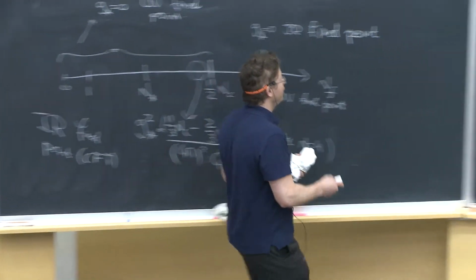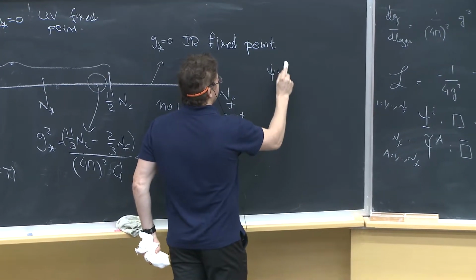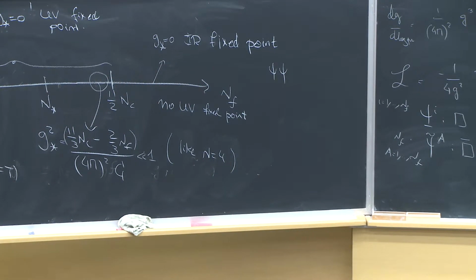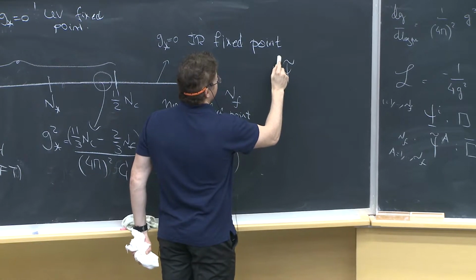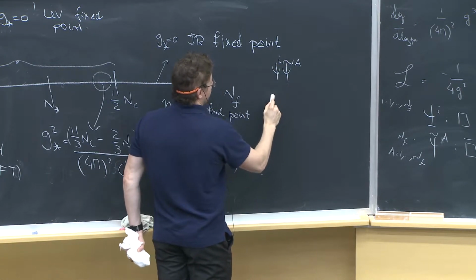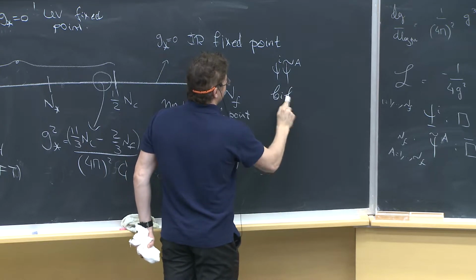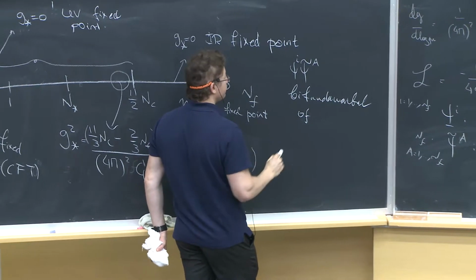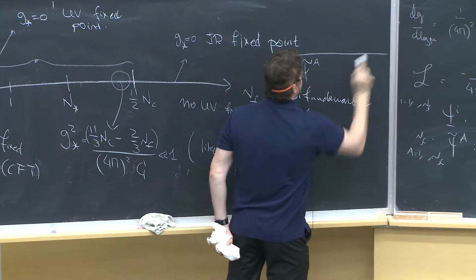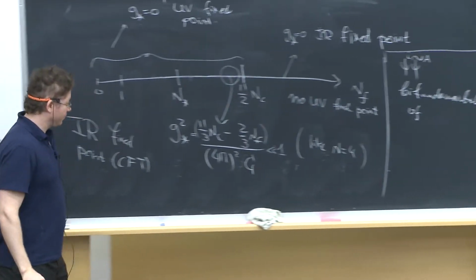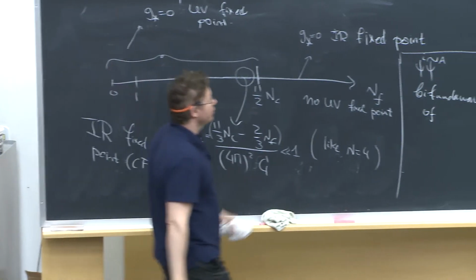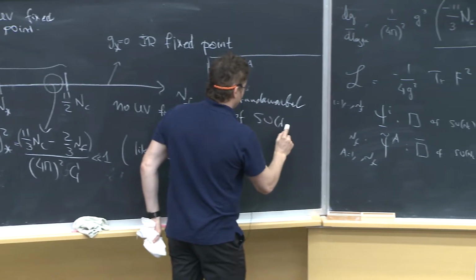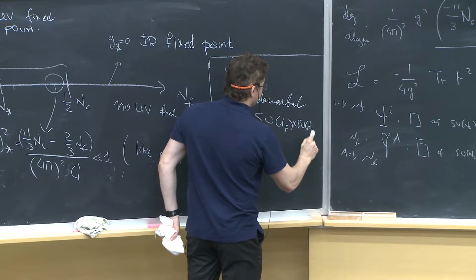So just to make a table, I believe that the only relevant operator in this theory is psi psi twiddle with various indices, i, a. So this operator is going to be a bifundamental. So let me make a list of the operators that I believe are relevant. So one is the quark bilinear. This is a bifundamental of SU(NF) times SU(NF). It's a singlet of U(1) baryon.